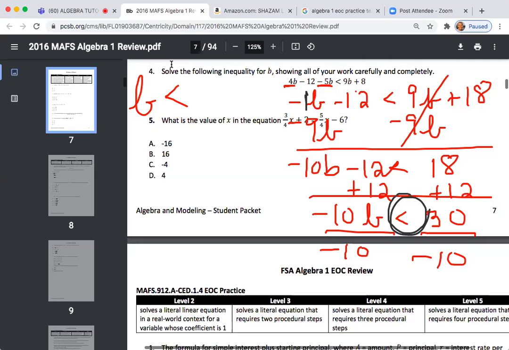Flip it, switch it, however you want to see it. So rather than less than, it's going to become greater than, okay? So this one right here will end up being B is greater than positive 3. This would be your answer.